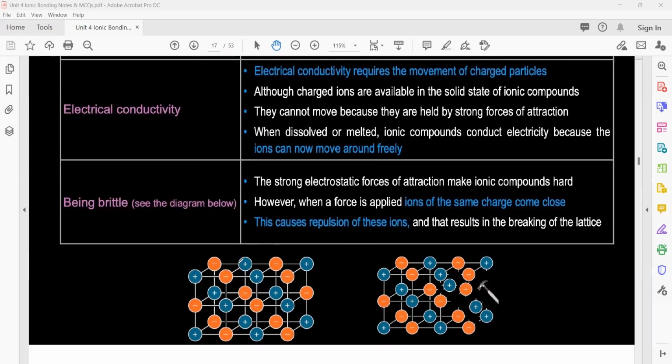For example, you can see here, this is before breaking. When you hit them, you will break this piece. So the piece will break down. This is showing it is brittle. So this is the end of your unit 4, or topic 4. Now we will see some past papers.